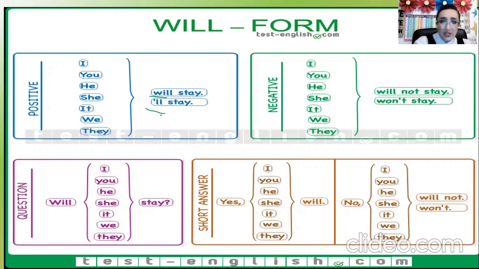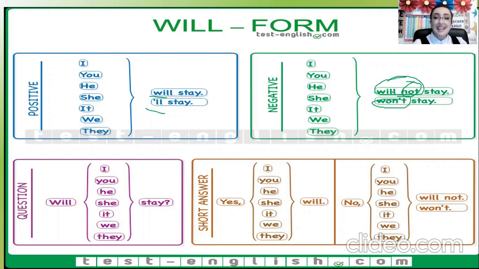That is the situation. Remember that if I want to say no, the only thing that you need to add is will not. Oh, I don't want to be writing will not all the time. Oh, it's okay. Match these two together and you are going to have won't. Won't and will not are going to be exactly the same. But as I have been telling you, will not is more formal and won't is more informal.